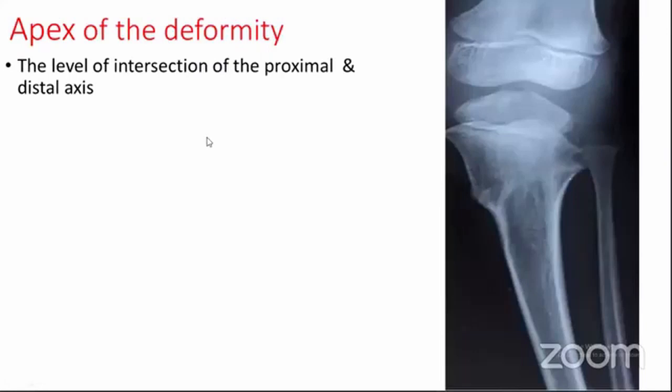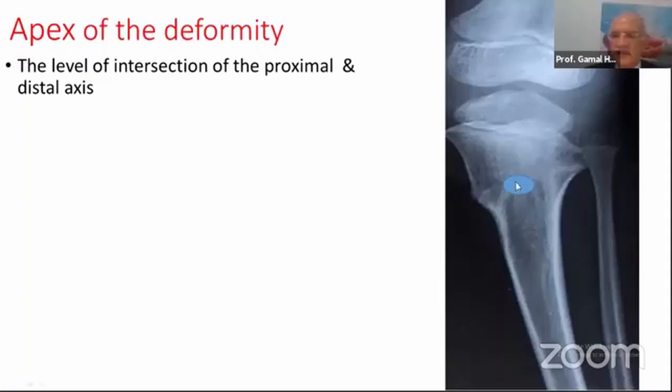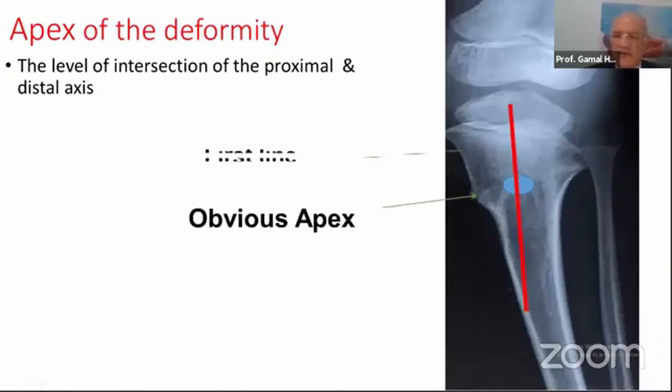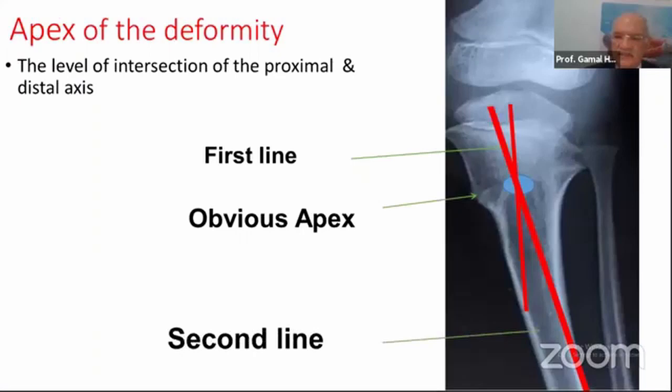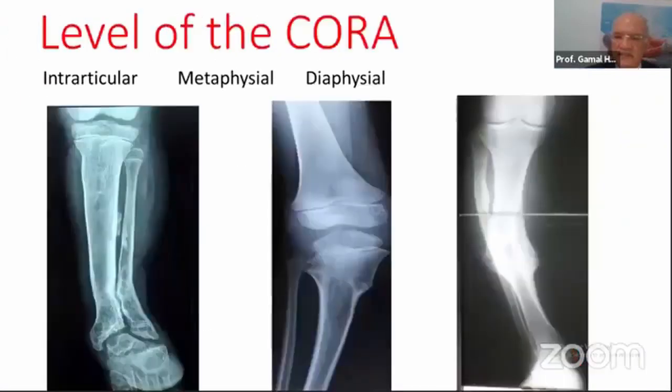We talk about the CORA, or the apex of the deformity. The CORA is the intersection of the proximal axis and the distal axis of the bone. They meet in the obvious CORA. This is the proximal axis line and the distal axis line. So we have two lines. The level of the CORA can be intra-articular, you see here, intra-articular in the joint itself, or metaphyseal here, or diaphyseal. So the CORA or the apex of the deformity can be intra-articular, metaphyseal, or diaphyseal.